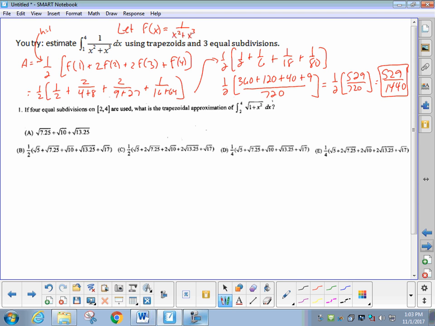This is definitely one where you use test-taking strategy. You wouldn't really do the problem. You just look for what looks right.